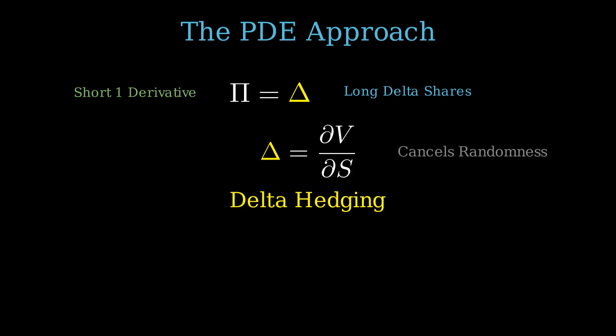Since the resulting portfolio has no risk over a very small time interval, it must earn the risk-free rate of interest to prevent arbitrage. This leads us to the Black Scholes partial differential equation, which must be satisfied by any derivative whose value depends on the underlying share price. Crucially, you'll notice that the drift parameter, mu, disappears from the final pricing formula, showing that the option price depends on the risk-free rate and volatility rather than the expected return of the stock.